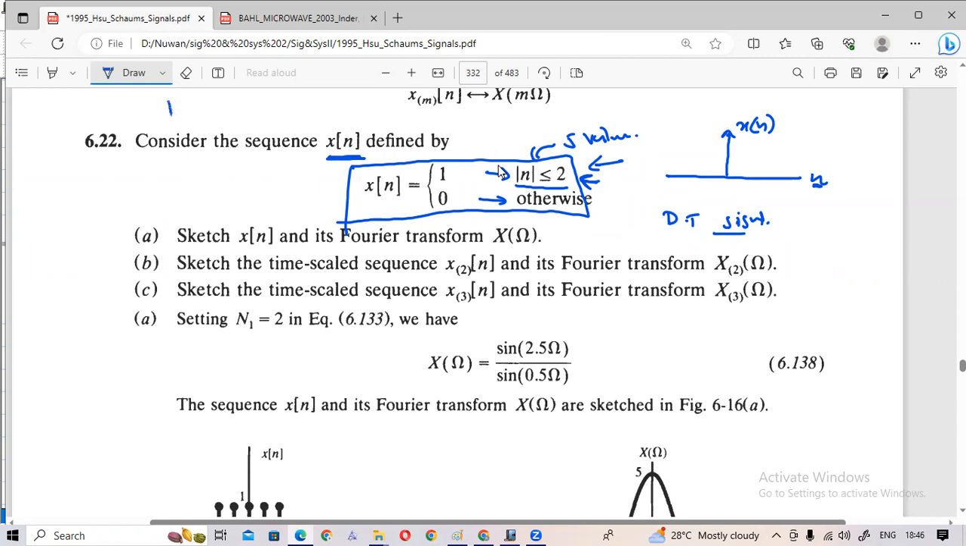So n is an integer, it has no decimal values. n is an integer, and then the magnitude tells us that n is less than or equal to 2. So try to understand what this magnitude tells you. There's a magnitude. Tell me.